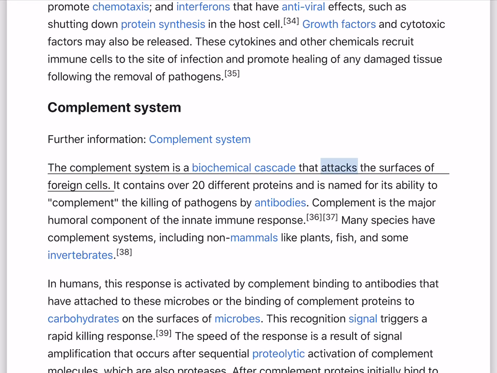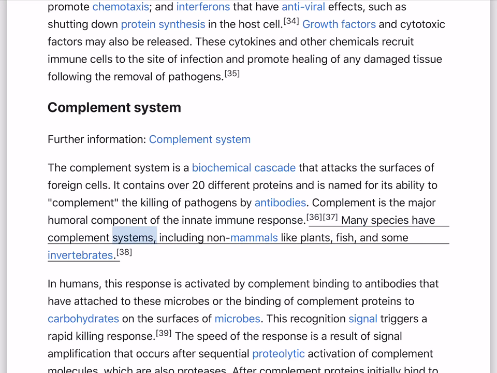It contains over 20 different proteins and is named for its ability to complement the killing of pathogens by antibodies. Complement is the major humoral component of the innate immune response. Many species have complement systems, including non-mammals like plants, fish, and some invertebrates.